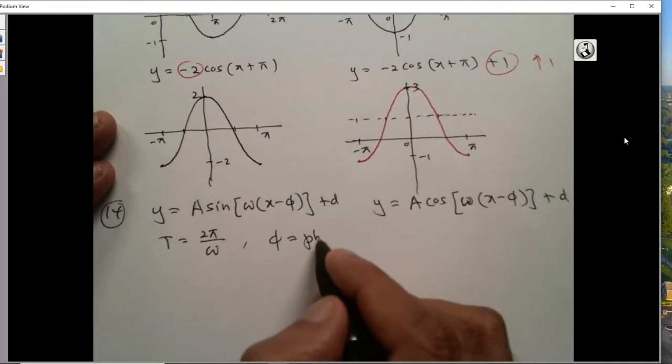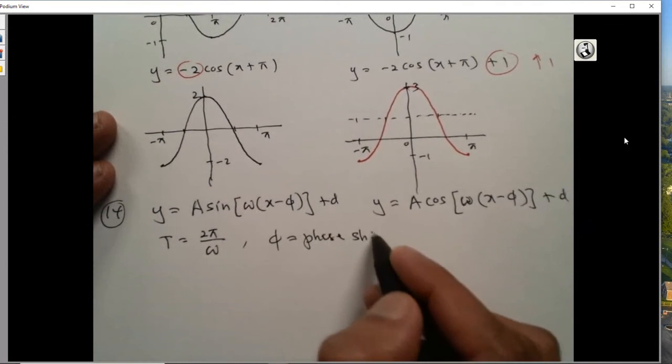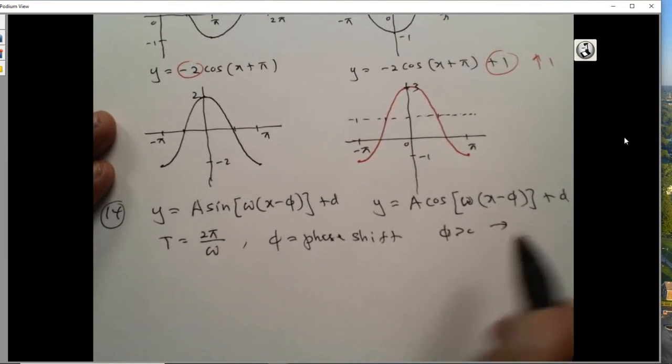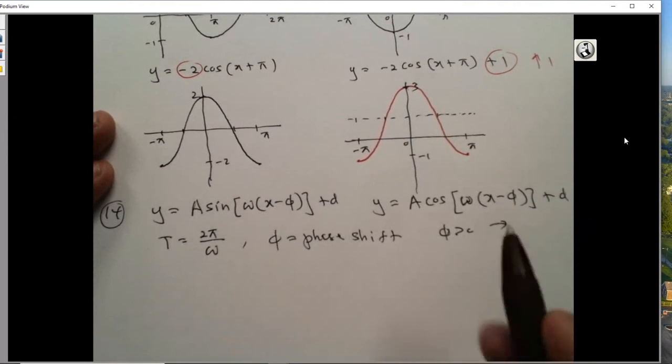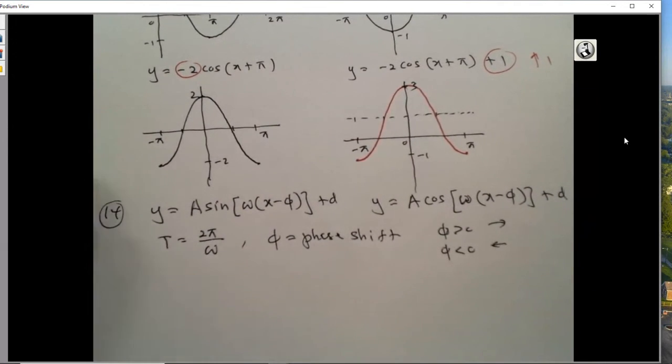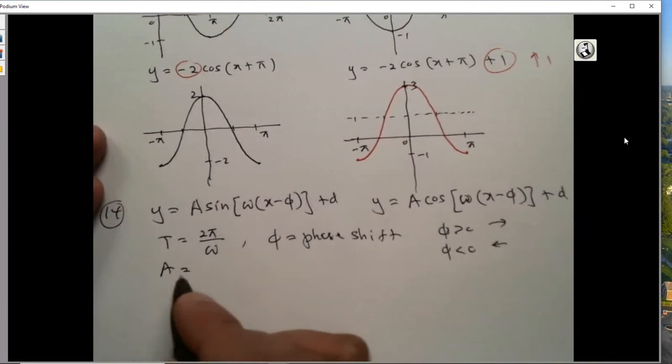Phi is the phase shift. If phi is positive, it's going to go to the right because there's a negative sign already there. If phi is negative, it's going to go to the left. Okay, and the A is the amplitude.